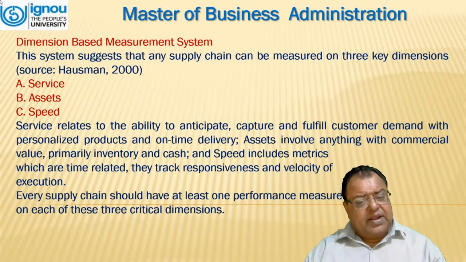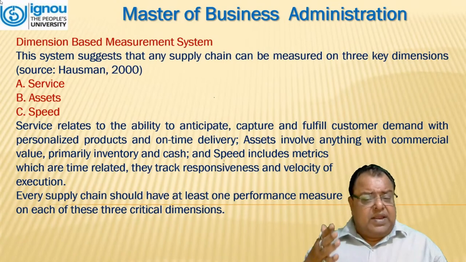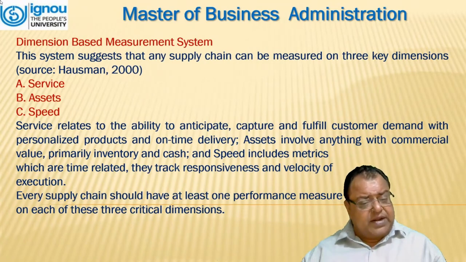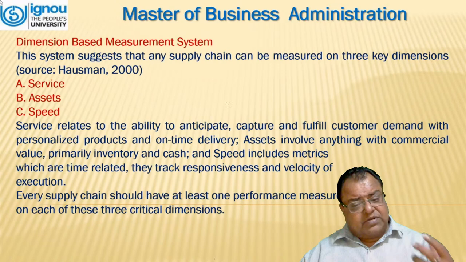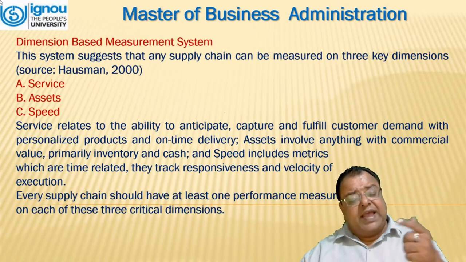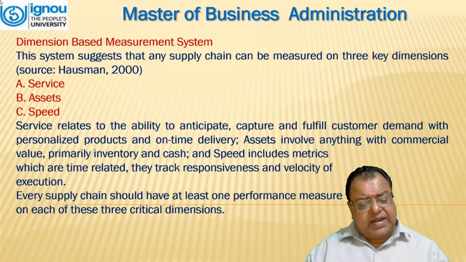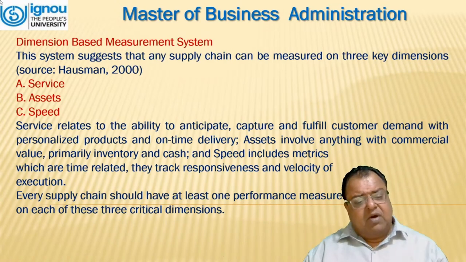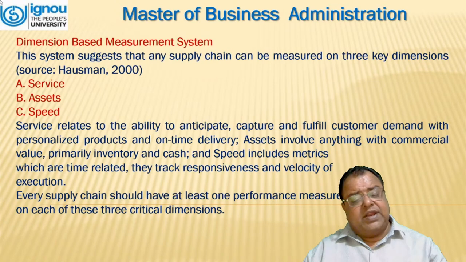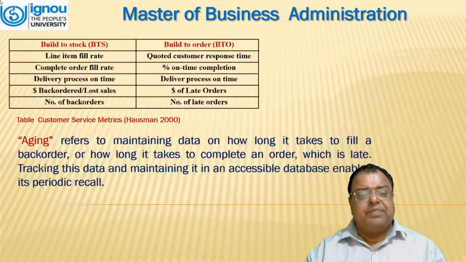inventory and cash, and speed includes metrics which are time related. They track responsiveness and velocity of the execution. Every supply chain should have at least one performance measure on each of these three critical dimensions.